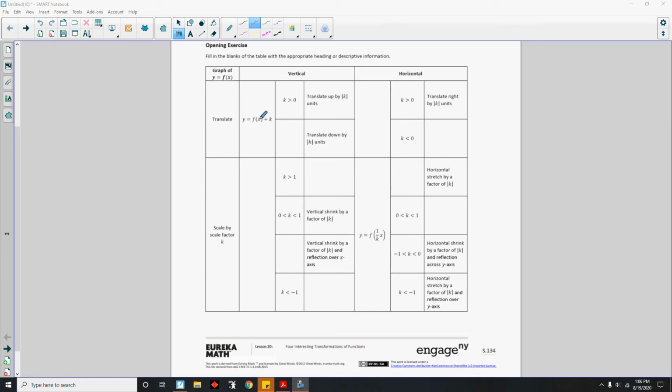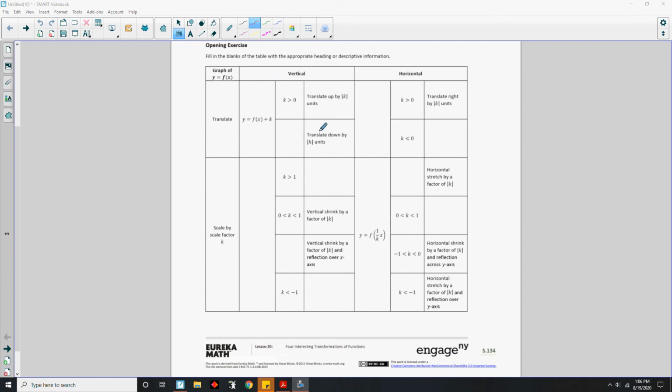Translate y equals f of x plus k. So if we add a constant to the end of that, what does that do to the function? That's what this is saying. So this here says when k is greater than 0, like 3, f of x plus 3, that we would translate up by the absolute value of k units. So when we add 3, we're moving the function up 3 units, for example.